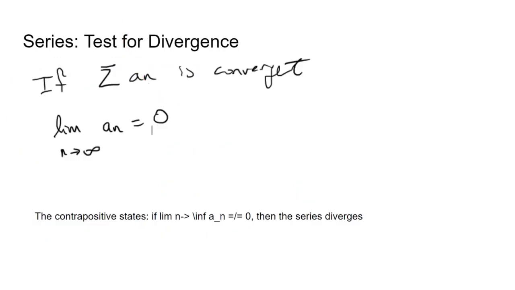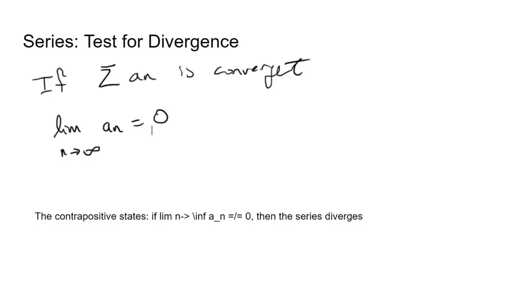This is the first test that we'll have for series. Not all the time can we find the number that the series converges to, but we can tell you if it's going to converge or diverge. We don't know what it's going to converge to, but we can tell you if it's going to converge or diverge. This test, however, only tells us divergence.